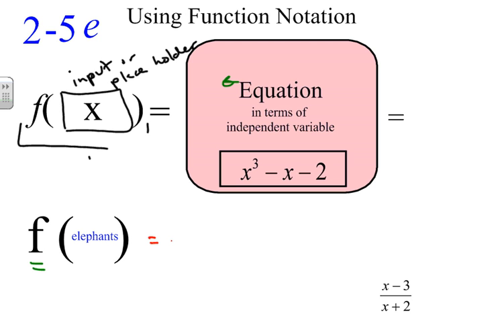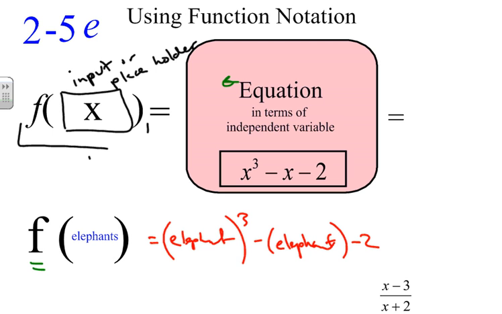So I input an elephant, and I'm going to cube it, minus an elephant, minus 2. And that's my answer. I can't simplify that because elephant cubed is a bigger elephant, minus another elephant, minus a 2. I don't know what that would give me, but it's something, and that's how we work.